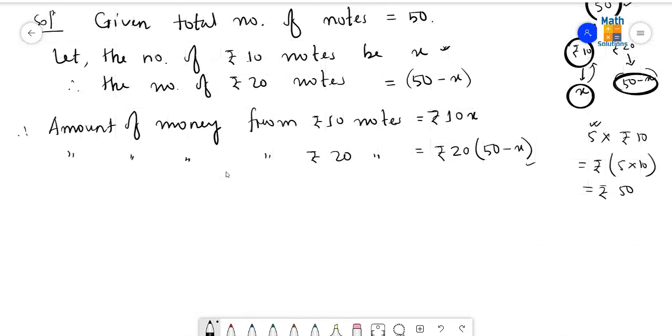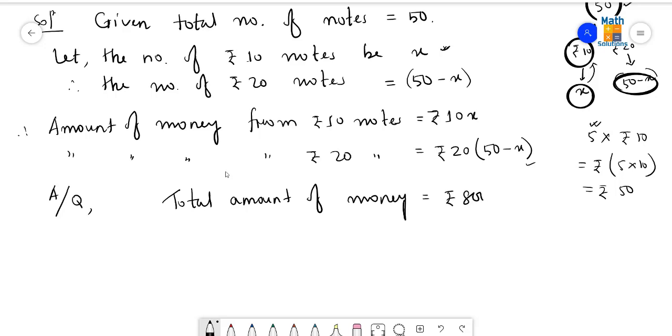So in this case, we shall have to come to that part. According to the question, the total amount of money is equal to rupees 800. This implies what? This includes both these two amounts. Actually, the amount of money that we can get from rupees 10 notes plus the amount of money that we can get from rupees 20 notes. So summing this up, we get 10x plus 20 into 50 minus x, that is equal to 800.